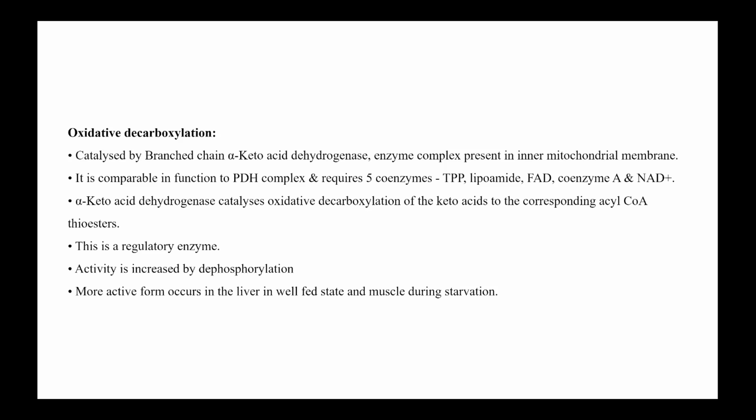This is a regulatory enzyme. Activity is increased by dephosphorylation. The more active form occurs in the liver in the well-fed state and in muscle during starvation. So during starvation, in the muscles, it gets activated so that these amino acids can be catabolized and move towards the gluconeogenesis pathway. And in the liver, it is activated during the well-fed state so that these amino acids can be catabolized to form different glucogenic substrates. Okay.